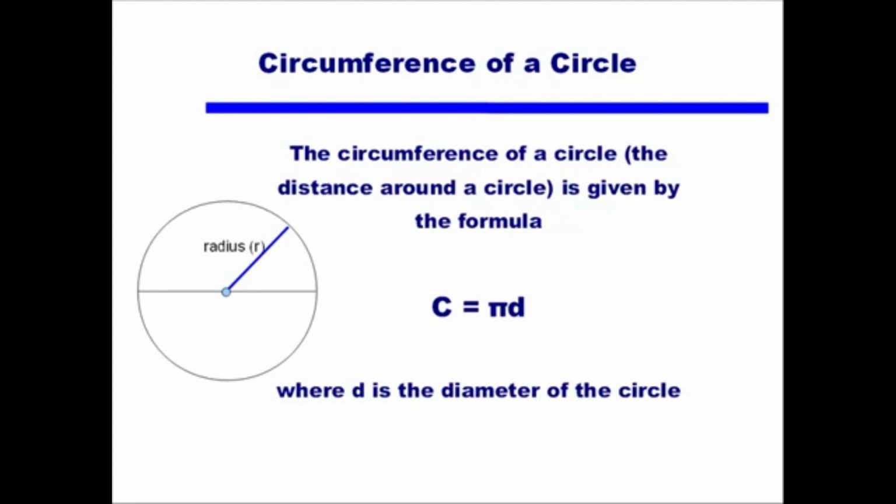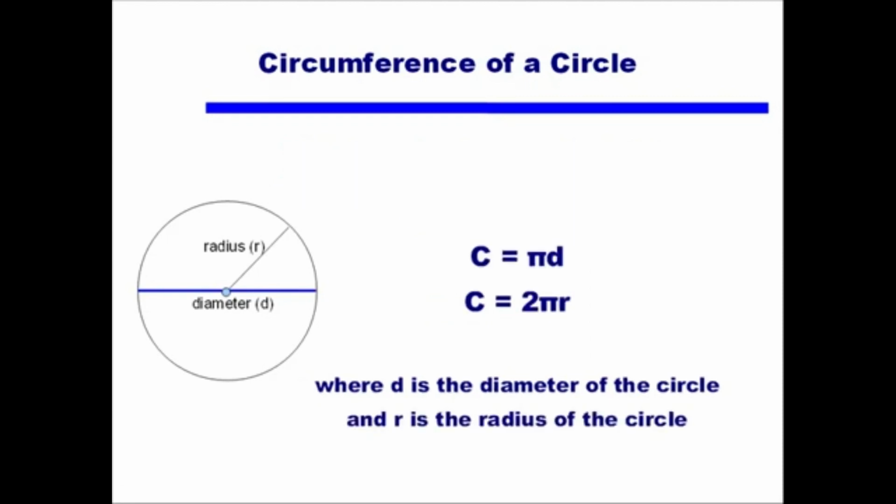Well, we've talked about what a radius of the circle is. The radius is the distance from the center point of the circle to the outside edge of the circle. And a diameter is simply a line that goes through the circle, going through the center of the circle. In fact, looking at this, you can see that the diameter is simply 2 times the radius.